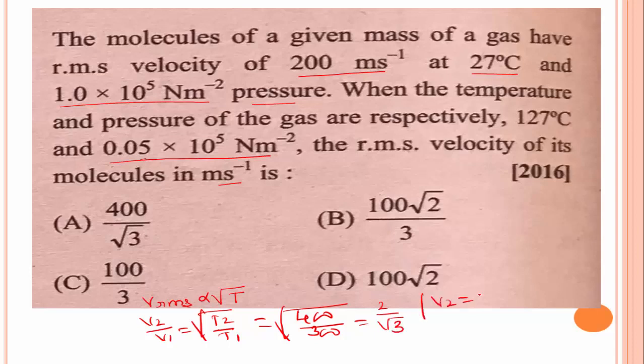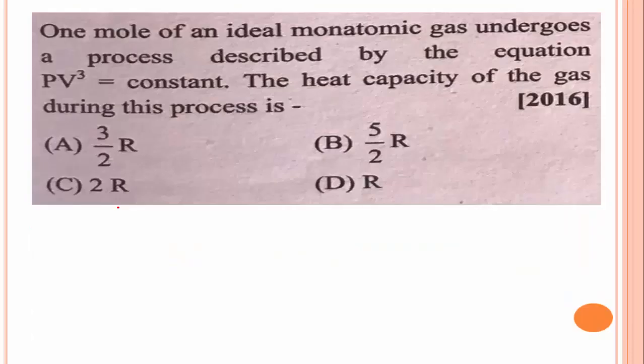Therefore, V2 is equal to 2V1 divided by root 3. 2 by root 3 into V1, where V1 is 200 velocity. 200 into 2 is 400, so 400 divided by root 3 meter per second. The RMS velocity of its molecules is 400 divided by root 3 meter per second. The option A is correct.